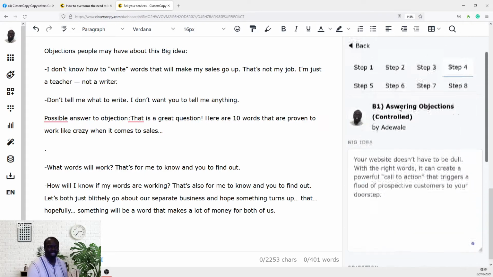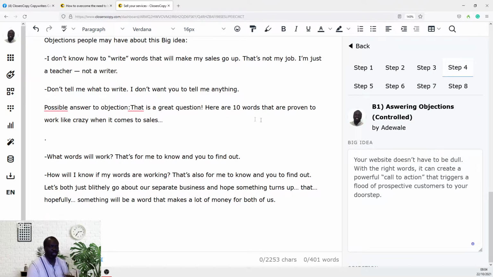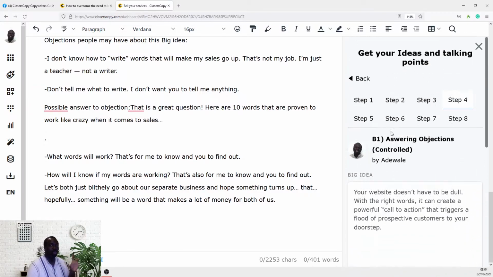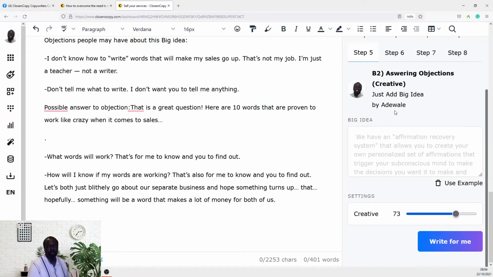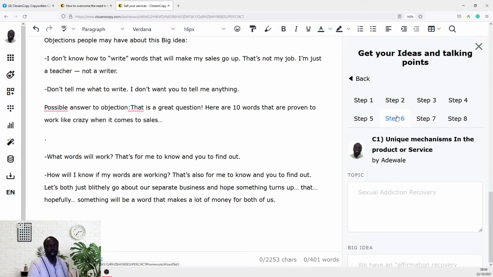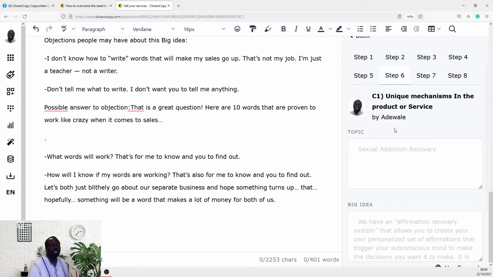So I hope you guys get the idea that you just create objections, and you will create answers to the objection. So that's one set of angles that you can come at selling your products. But it doesn't stop there. Apart from answering objections, we could also get some unique mechanisms. So you could have unique mechanisms about the products or services themselves.